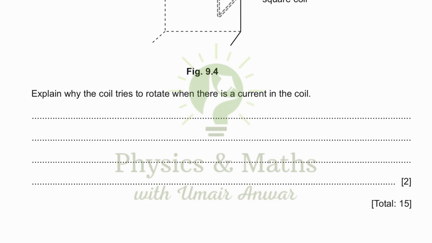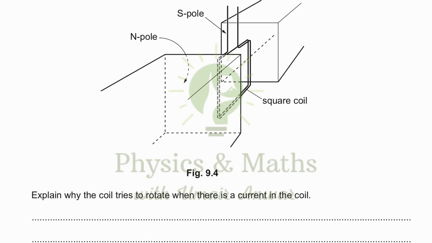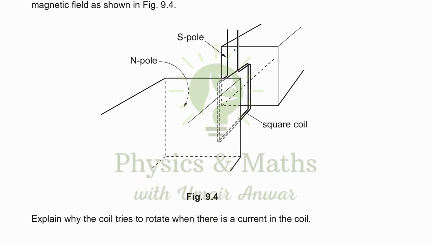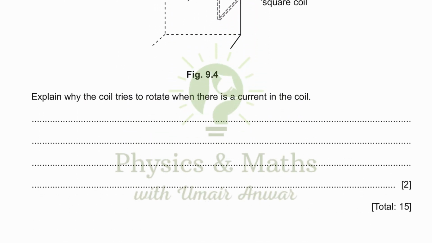Again, this is because of the motor effect. When a current flows through the coil, there is a magnetic field around the coil also, and since it is placed in the magnetic field of another magnet, both magnetic fields interact, and there is a force on the coil which tries to rotate it, which tries to create a moment in the coil.